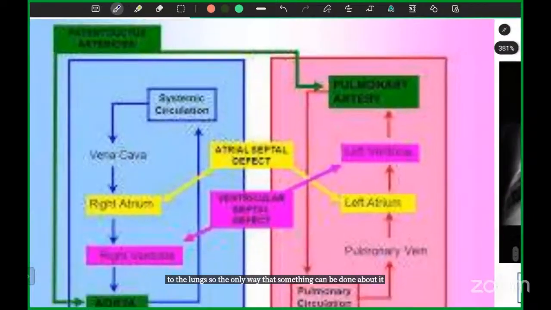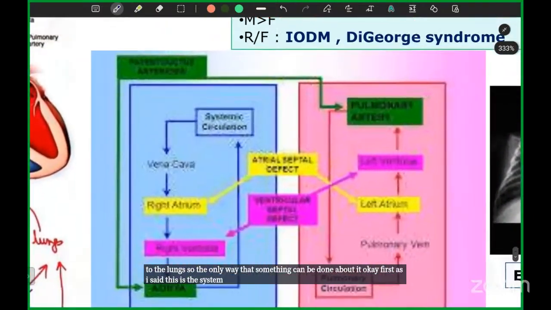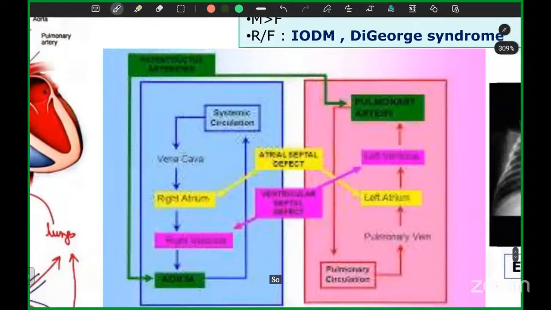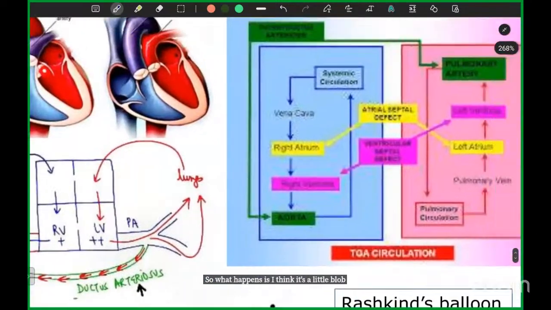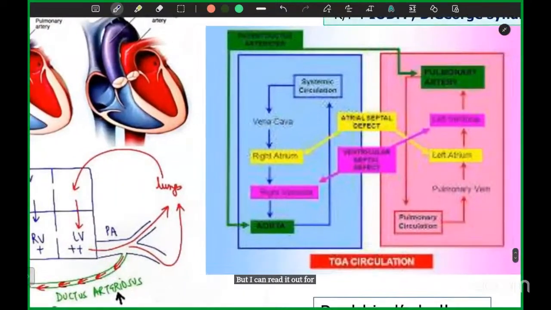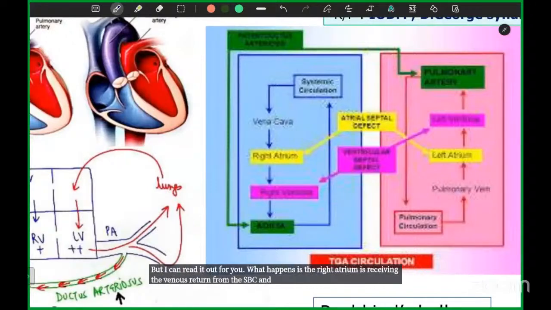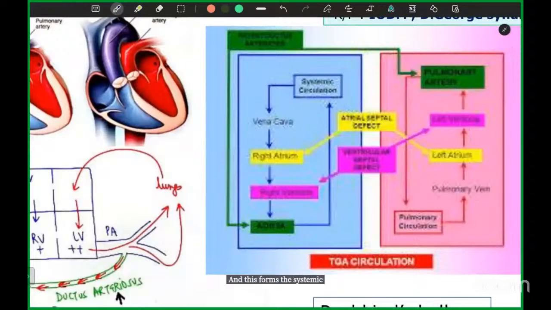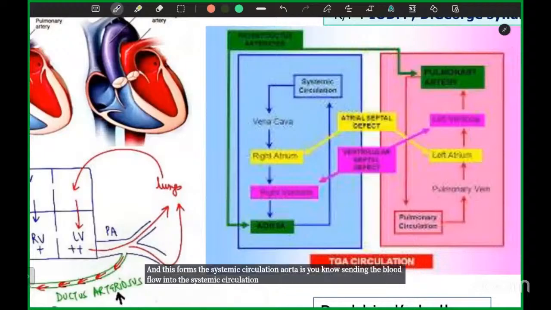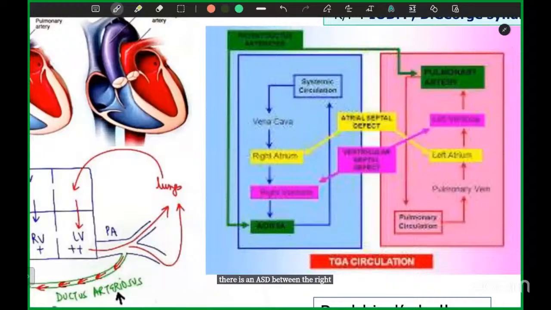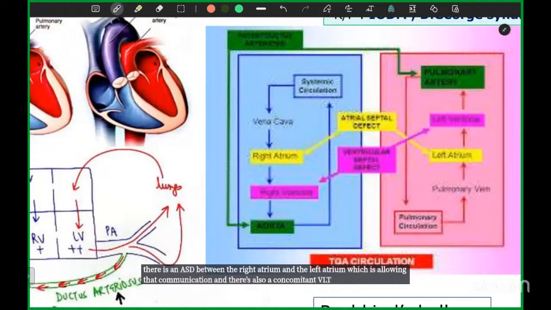Okay, first, as I said, this is the system of parallel circuits that develops. So what happens is, I think it's a little blurred, but I can read it out for you. The right atrium is receiving the venous return from the SVC and the IVC. It is draining the blood into the right ventricle. From the right ventricle, you have the aorta coming out, and this forms the systemic circulation. The aorta is sending the blood throughout the systemic circulation. There is an ASD between the right atrium and the left atrium, which is allowing that communication, and there's also a concomitant VSD between the right ventricle and the left ventricle.